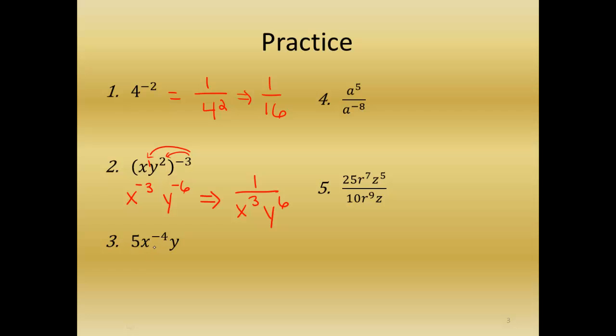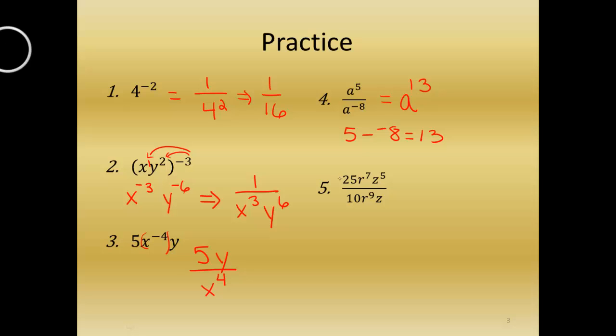Number 3, the only thing to deal with here is this negative exponent. The only thing that has the negative exponent is the x. That's the only part that I need to do a reciprocal of. The 5y stays on top, and it's over x to the 4th. Number 4, the division property. Division property says you will subtract exponents. So it becomes 5 minus negative 8. That's 13. So this simplifies to a to the 13th power.